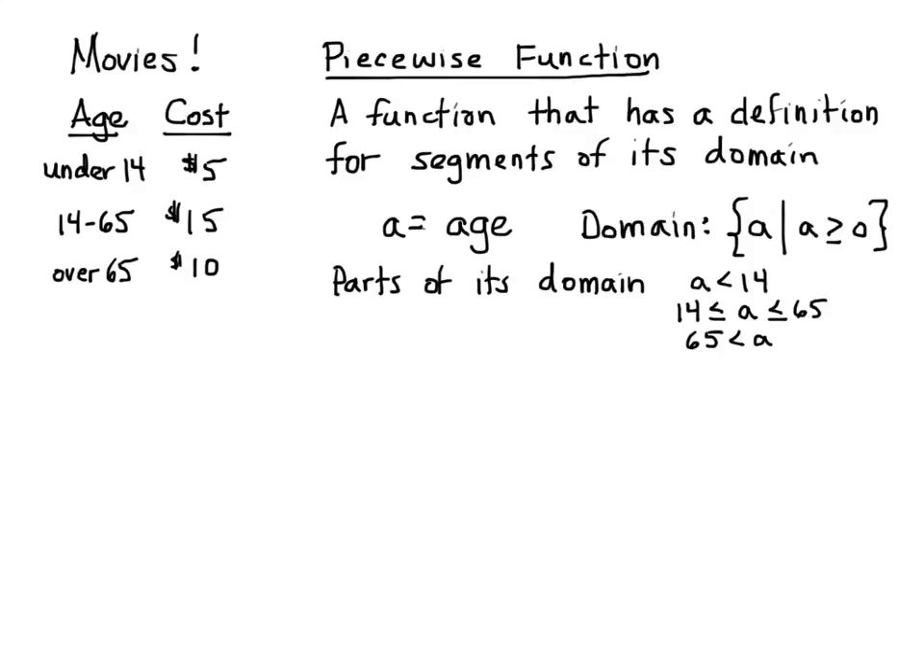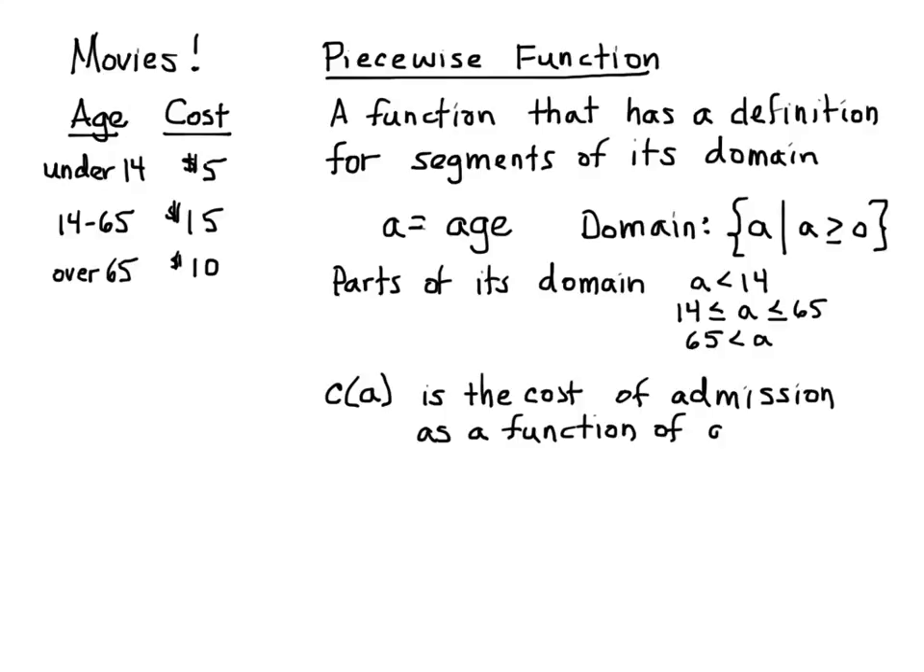Okay, so those are the pieces of the domain that we're going to think about. And so I'm going to say, let's have C of A be the cost of admission. This is a function of age. All right, so let's say C of A. You give me an A, I'll give you a C, kind of a thing. So if you say I'm 20, the C at 20 is going to be 15.